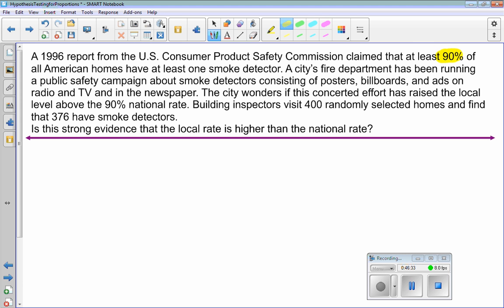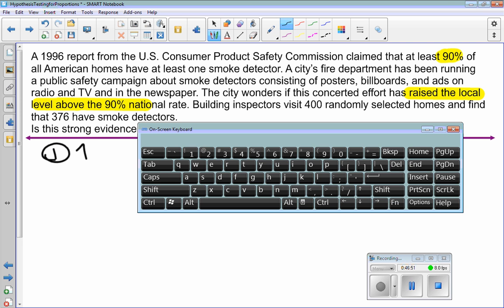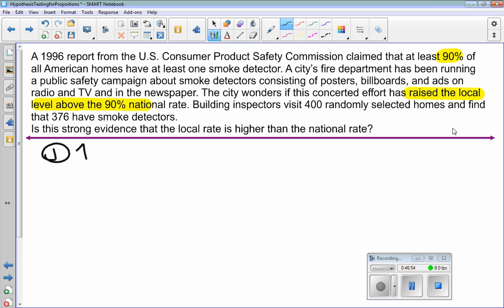Your null hypothesis is always an equals, okay? Period. The claim is 90%. The alternative here is going to be above. We think we might have raised it above. So the alternative is going to be p is greater than 0.9. Okay? So step 1, we're going to do a one proportion z-test. That's all we know how to do right now.